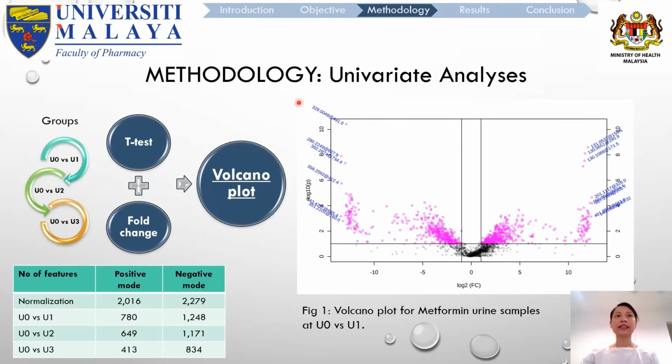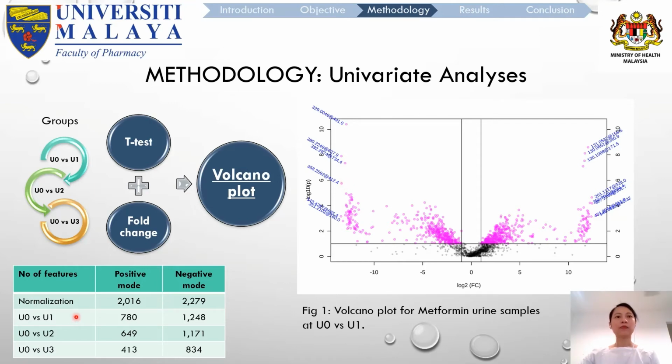The data set is broken down into 3 pair analyses, which are U0 versus U1, U0 versus U2, and U0 versus U3. We perform a t-test with a p-value of 0.05 and fold change analysis, and we combine both to become a volcano plot. Figure 1 is the volcano plot, and the upper right hand side are the up-regulated features, and the upper left hand side are the down-regulated features.